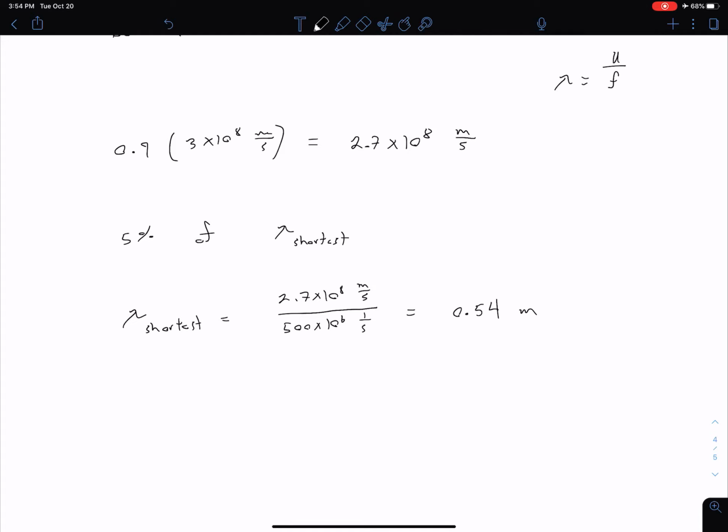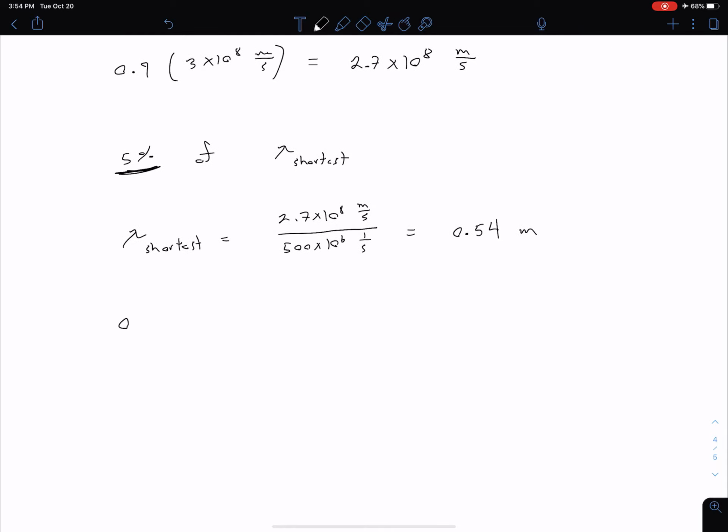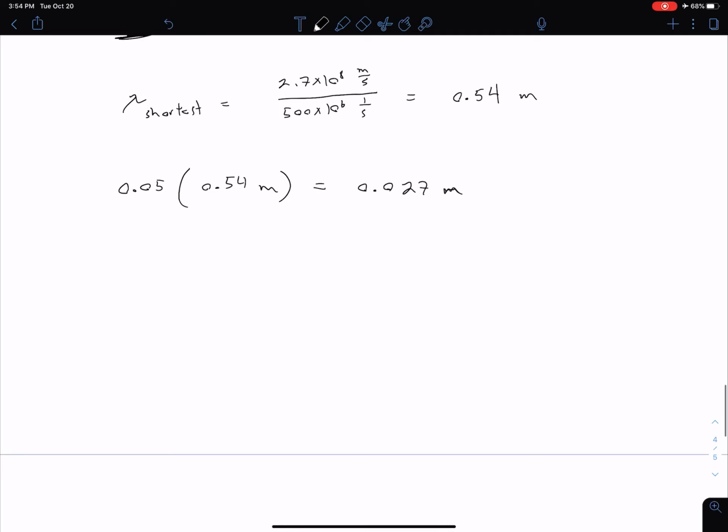But remember, we're looking for 5% of that shortest wavelength should be the biggest size in our circuit. So of course, we just do 0.05 times this 0.54. And what we get is 0.027 meters. And so what that means is, in order to minimize our radiation, we want our circuit to be smaller than 27 millimeters.